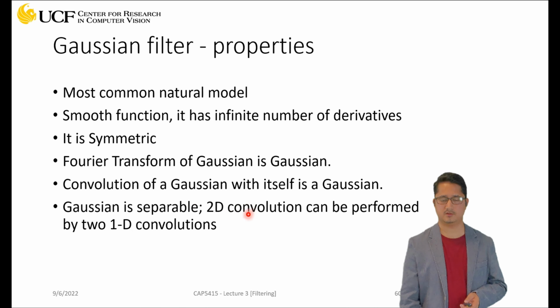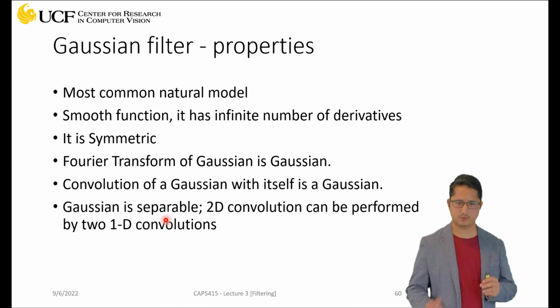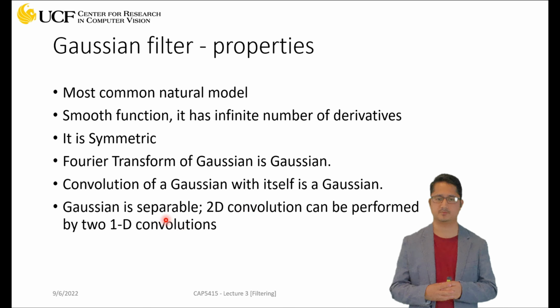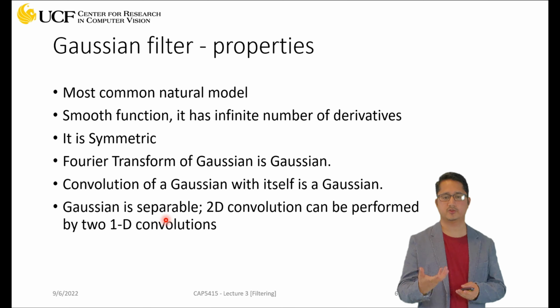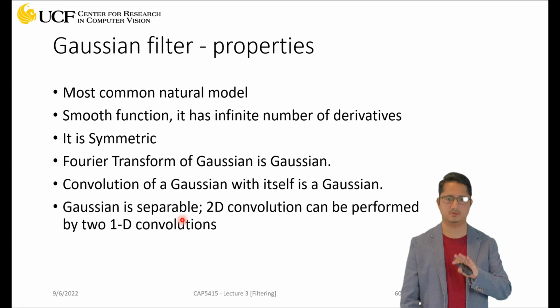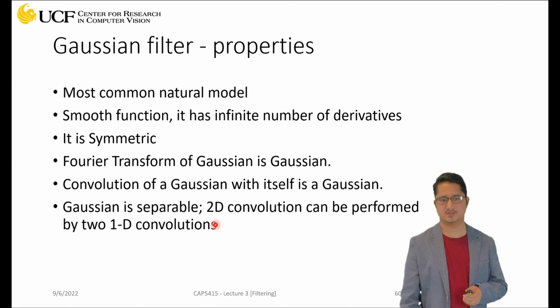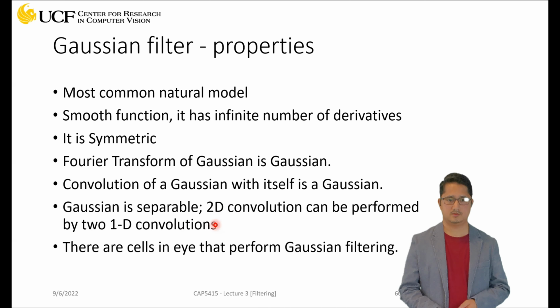And this property is that if you have a 2D kernel, which is, let's say, a Gaussian, then we can perform that 2D convolution operation as two independent 1D convolution operations. The reason we do that is that 1D convolution is very efficient. We'll talk about that as well, so don't worry about it right now. But it's a very interesting property of Gaussians. And this is just a fact: we have cells in our eye that are actually performing Gaussian filtering.